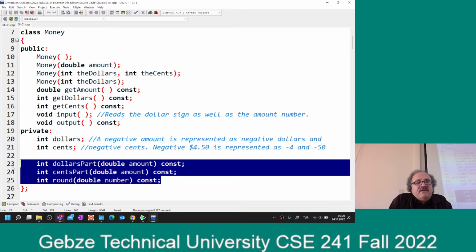Remember what the cents part does? Can anybody tell me? It takes a double, $5.25, 5.25. It returns 25, right? So that's all it does. What is encapsulation? Can anybody tell me what encapsulation is? Yes. That's information hiding. What is encapsulation?